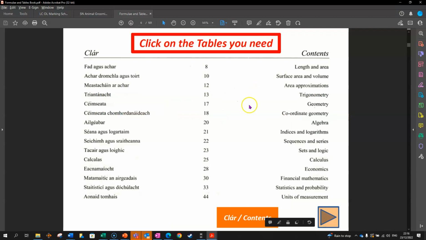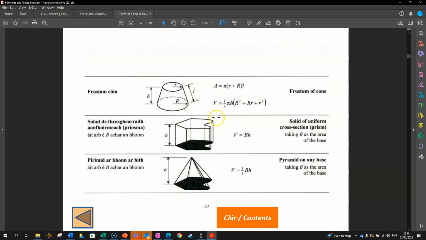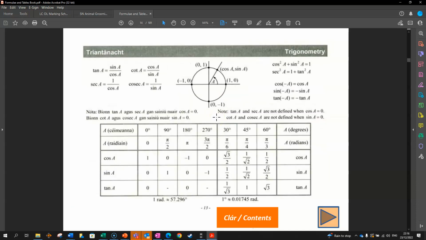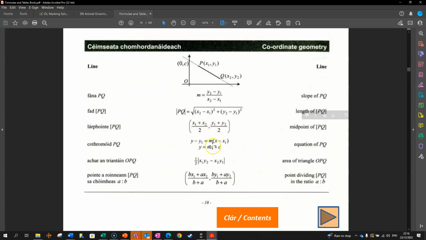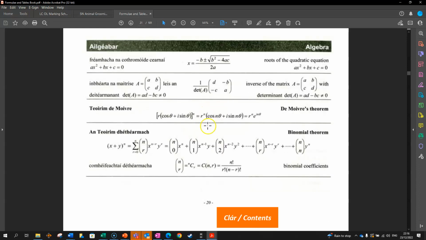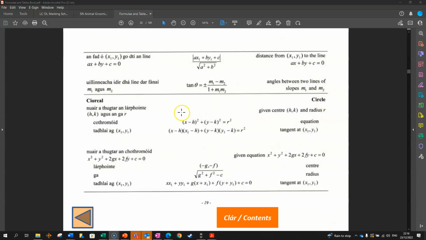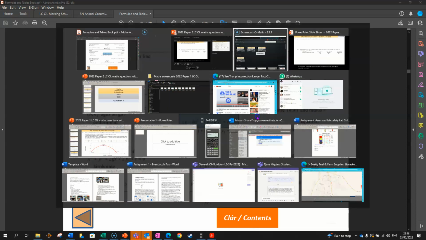Now this is a digital copy of the maths notes, the maths tables. So I'm looking here probably at area, volume, coordinate geometry. I should have clicked onto that actually. And the equation of a circle is, where is it? So this is the general form of the equation of a circle with center (h, k) and radius r. Okay, so let's write that onto our page.